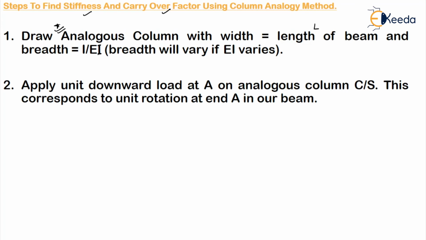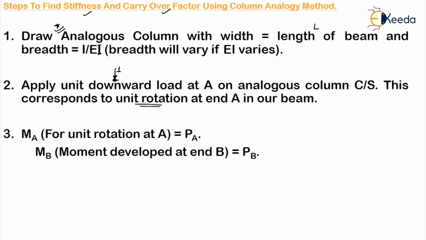The second step is you have to apply a unit downward load at A on the analogous column cross section. This corresponds to unit rotation at end A in our beam. Suppose A is the point where you want to calculate your stiffness and carryover factor, you have to actually apply unit rotation. But in this case, to keep it as analogous, if we want to get a unit rotation at A, we have to apply a downward unit load of 1 at A. So that will be equivalent to your unit rotation at A. So that's your step 2.